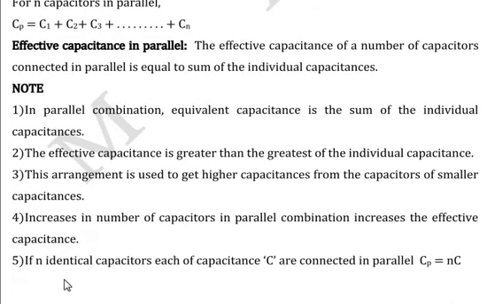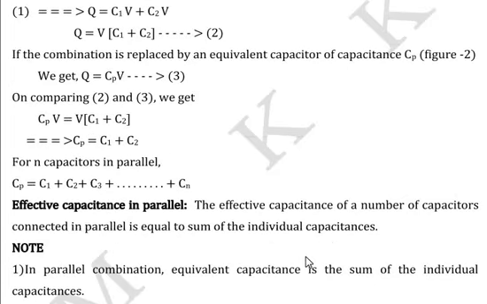Also, if n identical capacitors, each of capacitance C, are connected in parallel, then the effective capacitance in parallel Cp would be given by n into C, where n is the number of capacitors in the combination, C is the capacitance of each capacitor. If you remember, in series, for n identical capacitors connected in series, Cs was given by C by n, but here it is n into C or C into n.